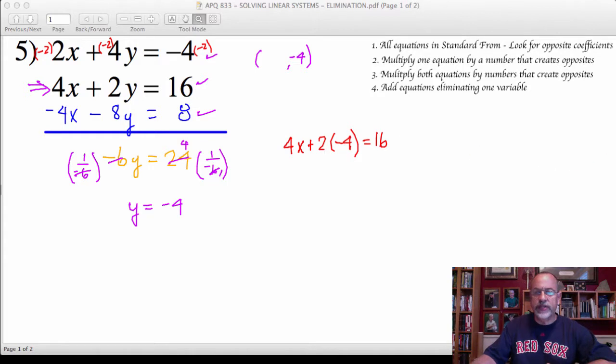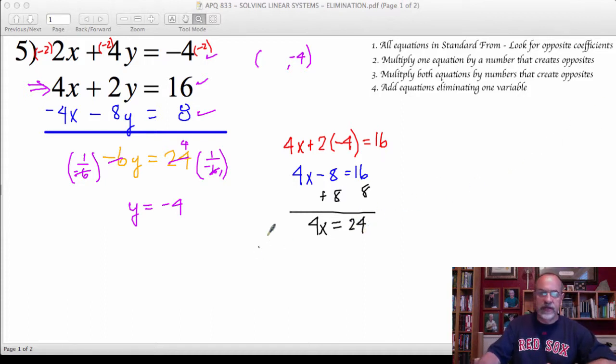I now have an equation that just has a letter x, so I can determine its value. So 4x, 2 times negative 4 is negative 8. Leaving me this. I'm then going to isolate that x term by adding the opposite of this 8 to both sides. So that's 4x. 8 and negative 8 is 0. 16 and 8 is 24. Now that the x term is by itself, I can divide by that 4 or multiply by its reciprocal, which is what division is.